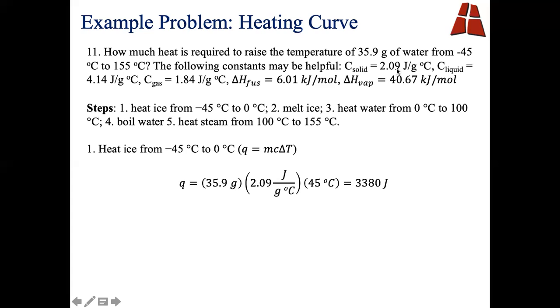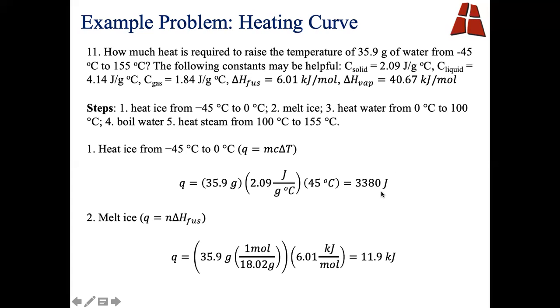Specific heat of the solid, so our 2.09 joules per gram degrees Celsius, and then the change in temperature is positive 45 degrees, right? And so overall, excuse me, overall we end up with 3,380 joules. We can also then do the next step.